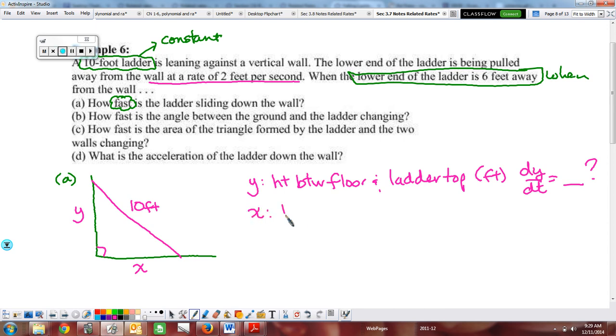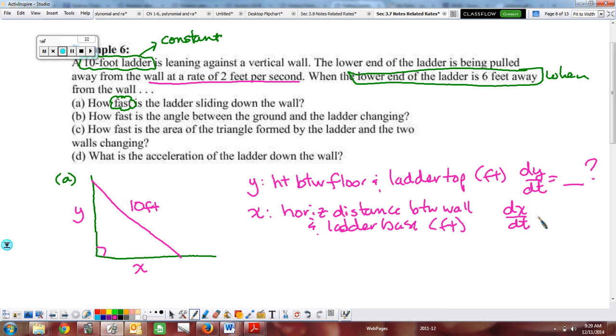X is going to be your horizontal distance between wall and ladder base, and again I'm measuring that in feet. I'm given a rate for that one, so I know dx/dt is 2 feet per second, and it's pulling away from the wall, and as I pull away from the wall it gets bigger, so it's positive, it increases, so that's positive 2 feet per second.